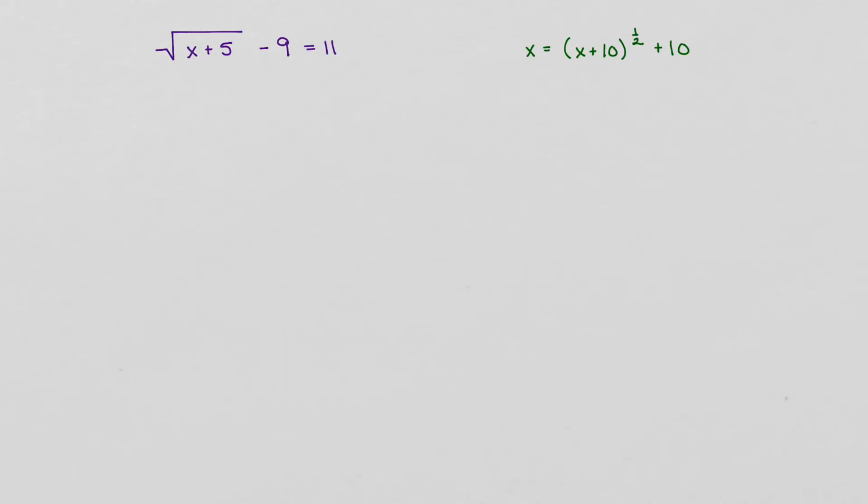Here we have the square root of x plus 5 minus 9 is equal to 11. I'm going to first clear out anything that is not connected to the square root. So I'm going to add 9 to both sides.